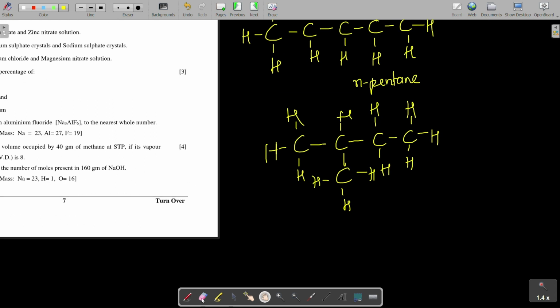So the common name for this is isopentane. If you don't remember the common name, it is important to at least remember the common name for pentane. Okay, the IUPAC name will be 2-methylbutane, because the main chain is 1 2 3 4, butane, all single bonds. At the second position you have a methyl group.